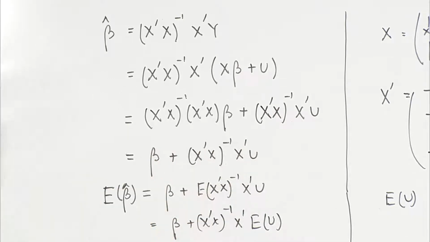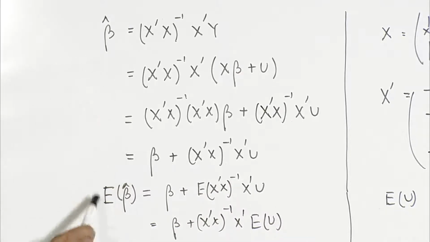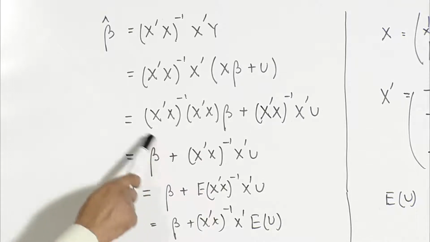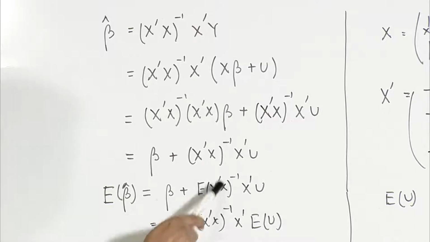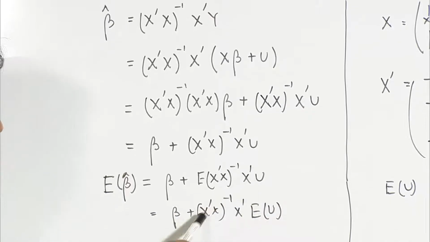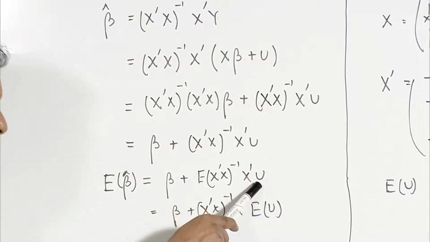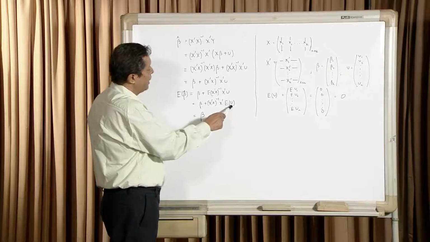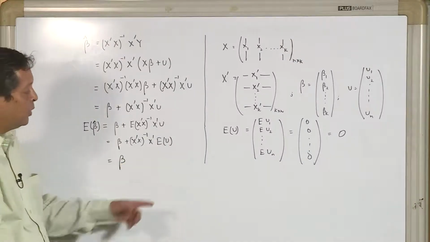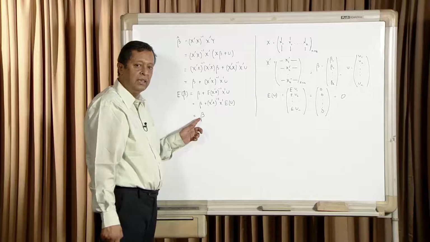Now, if we take expectations, we want to find out the expected value of β hat. So, we put the expectations operator. Beta is a parameter, so it remains as it is, and we apply the expectations operator to the second expression, which is (X'X)^-1 X'u. But within X'u, within the second expression, it is only u that is stochastic. It is only the vector u which is stochastic. So, the expectations operator only applies to the vector u, and therefore, since we have already seen that expectation of u is equal to 0, expectation of β hat is equal to β.